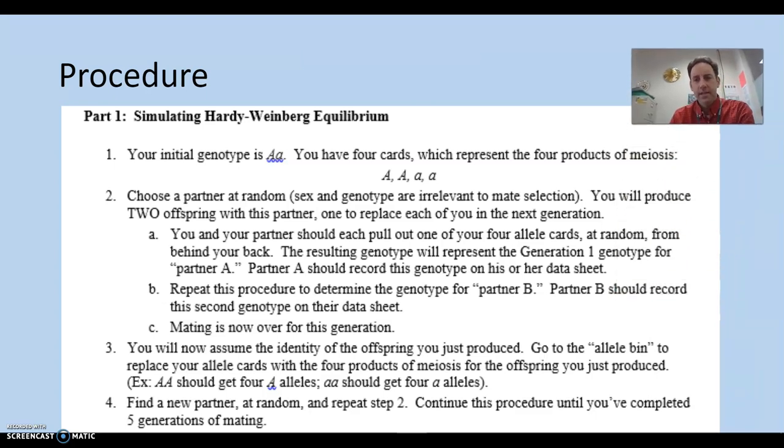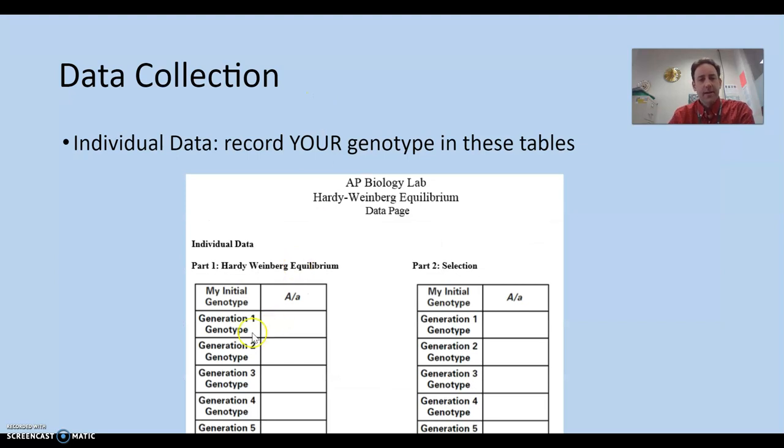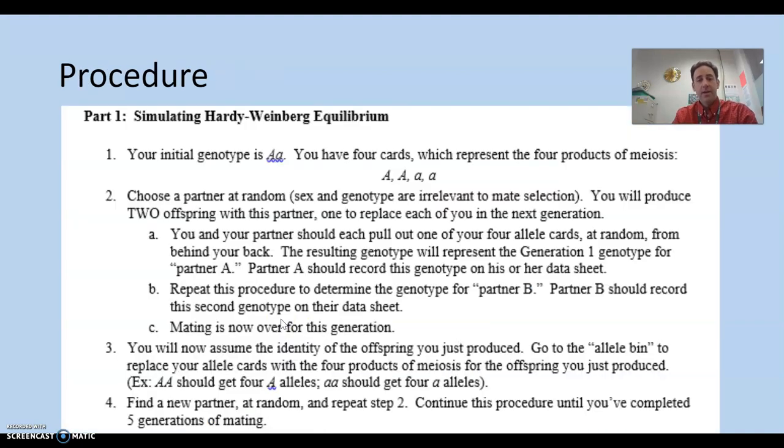Anyway, so after that 1 round, Ms. Rutland would then assume the identity of another big A, little a, but I would assume the identity of big A, big A. So in our data, after the first generation, Ms. Rutland would write big A, little a as the next offspring, whereas I would put big A here. And then what we would have to do is get ready for the next round.